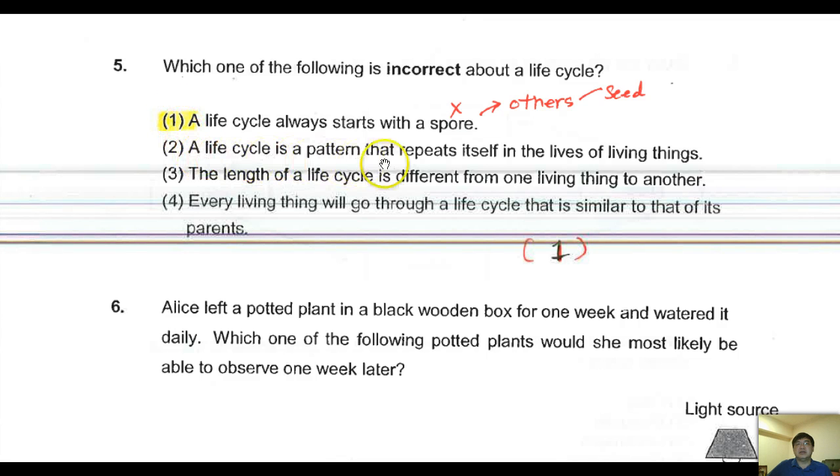A life cycle is a pattern that repeats itself in the lives of living things. Now this is true, so it is not the answer. The length of the life cycle is different from one living thing to another is true, so it's not the answer. Every living thing will go through a life cycle that is similar to that of its parents, right? Number 1 is incorrect.